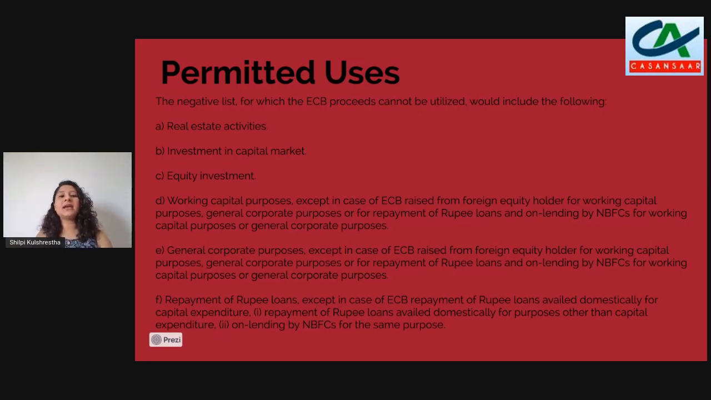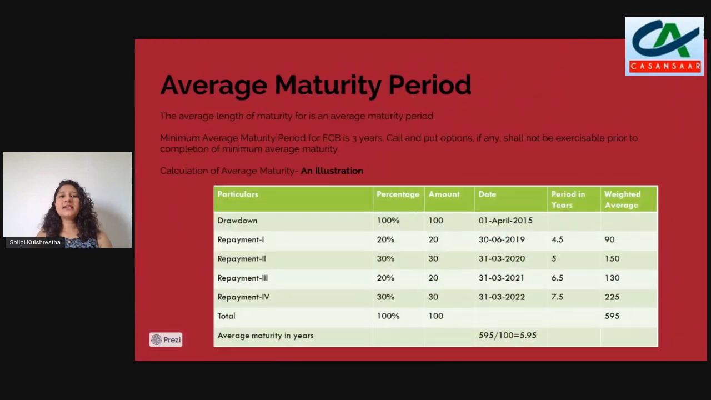ECB can be availed by certain companies following certain conditions, right? Next is average maturity period. Average maturity period is a really important concept in the ECB. And what exactly is the average maturity period? Average maturity period means the length of maturity of your loan.